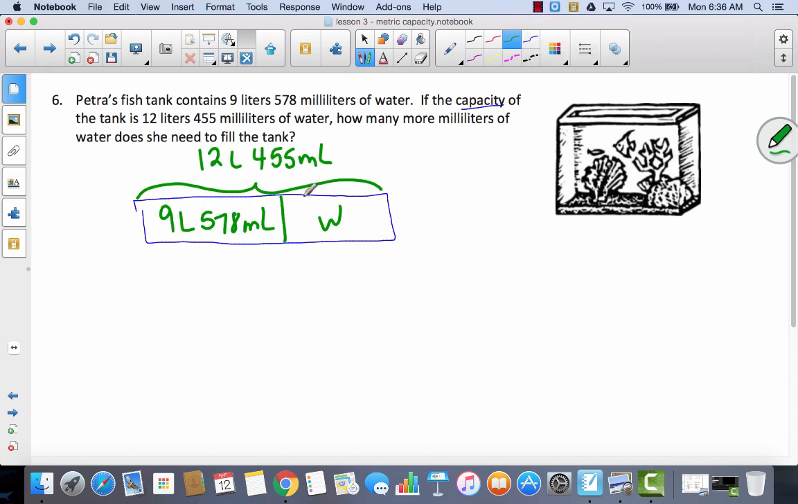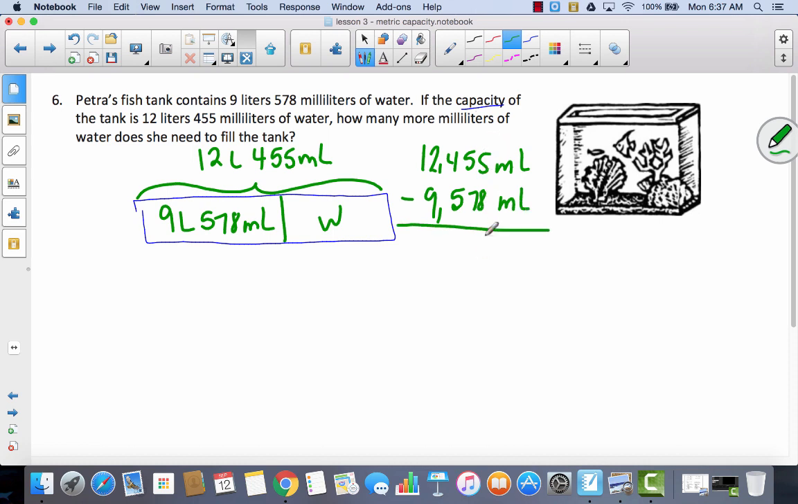Okay, so you can see I went ahead and set up my tape diagram, and I used 12 liters, 455 milliliters as my total, because this is how much the fish tank can hold. This is how much water's in there, and I use W as my variable. This is what I'm trying to figure out, how much more water. Well, when I know the total, and I know a part, but I'm missing a part, I have to use subtraction to figure out the missing part. So I'm going to go ahead and change this to 12,455 milliliters, and then I'm going to subtract 9,578 milliliters and see what the difference is.